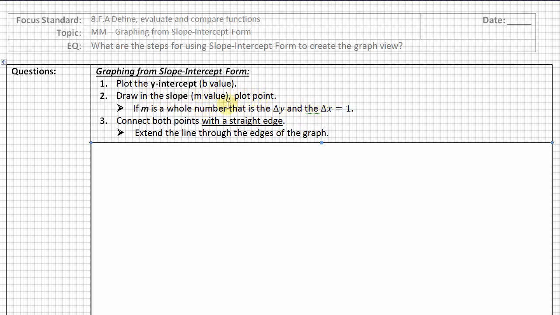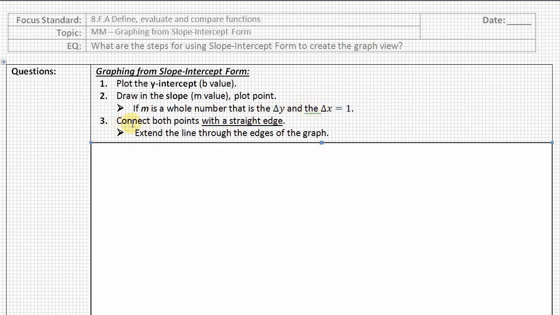One thing to keep in mind, and we've seen this a little bit, is that the slope value of the m is a whole number. That whole number is going to be your change in y, and your change in x will be equal to 1. So now we plotted the b value, so we have the y-intercept plotted, and then from there we're going to draw in the slope triangle using the change in y and the change in x, so that gives us our second point.